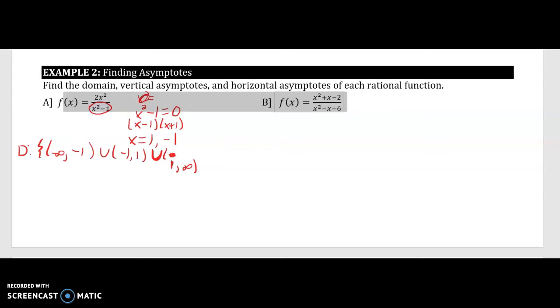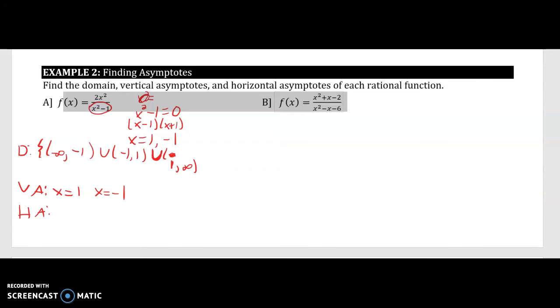Then what we need to do next, before we look for any verticals, is look to see if there's any holes. Are there any common factors on the top? The top doesn't really factor. The bottom factored into this. There are no common factors, so there are no holes. We always want to check that, because there could be a graph that has a hole, not a vertical asymptote. So the vertical asymptotes are the domain restrictions, so it's just x equals 1, x equals negative 1. Whatever you restricted in your domain becomes your vertical asymptotes.